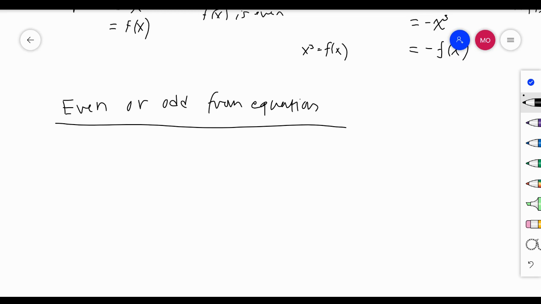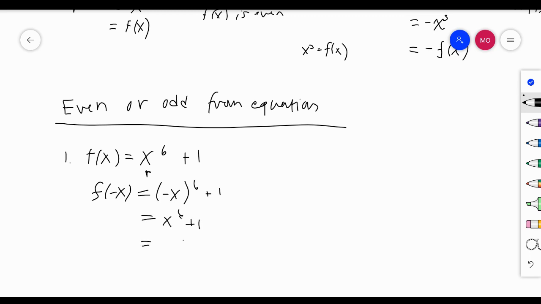So let's start. First example I'm going to give you is f of x equals x to the power of 6 plus 1. So we're going to use the definitions that we've seen. The f of x is equal to minus f of minus x for odd, and f of x is equal to f of minus x for even. So I'm going to start with f of minus x, just like I did for the two proofs, and figure out what that is. If I substitute for minus x in there, we get minus x to the power of 6 plus 1. That's the same as x to the power of 6 plus 1, which is f of x, meaning that this is even.